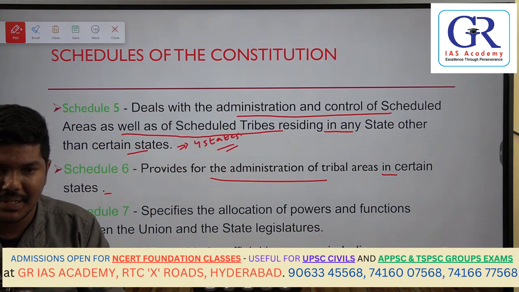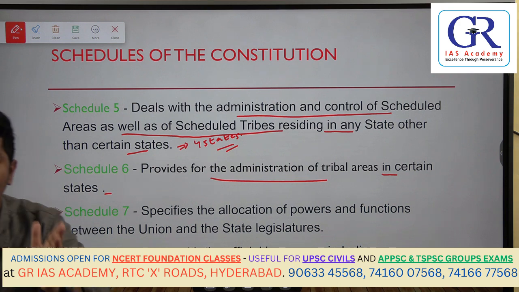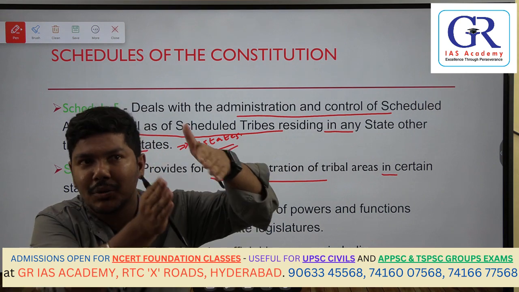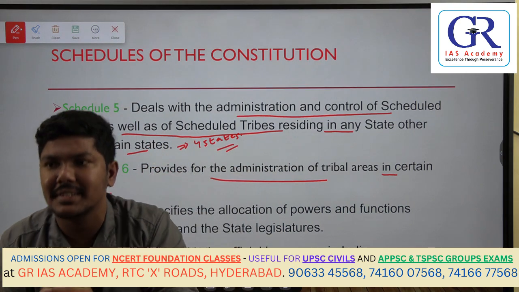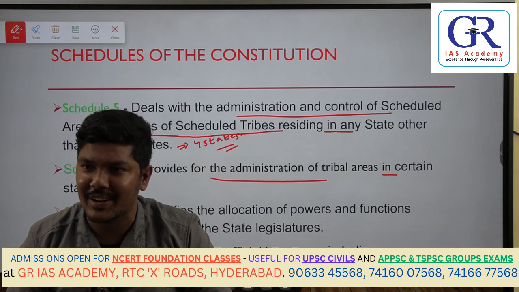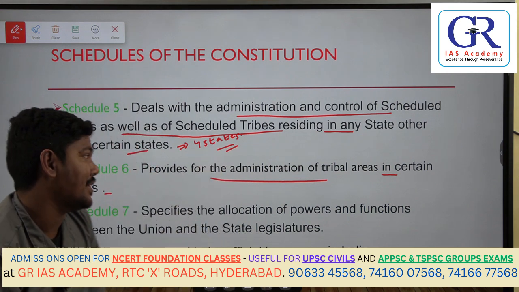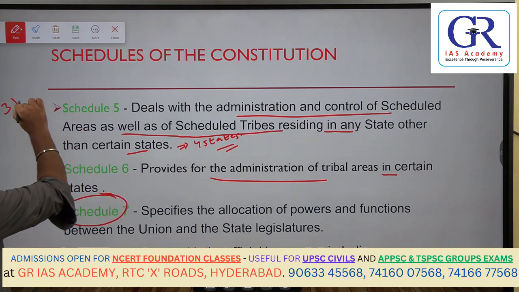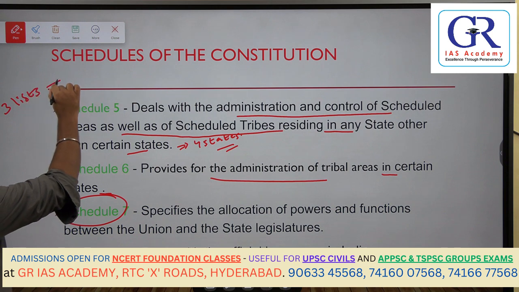Now comes schedule number 7. Yesterday we talked about union list, state list. So that means we have something called the relations between union and the state governments. The powers have been distributed between union and the state government. How the powers have been distributed? This talks about schedule number 7. Okay, so there are 3 lists. We call it 3 lists.